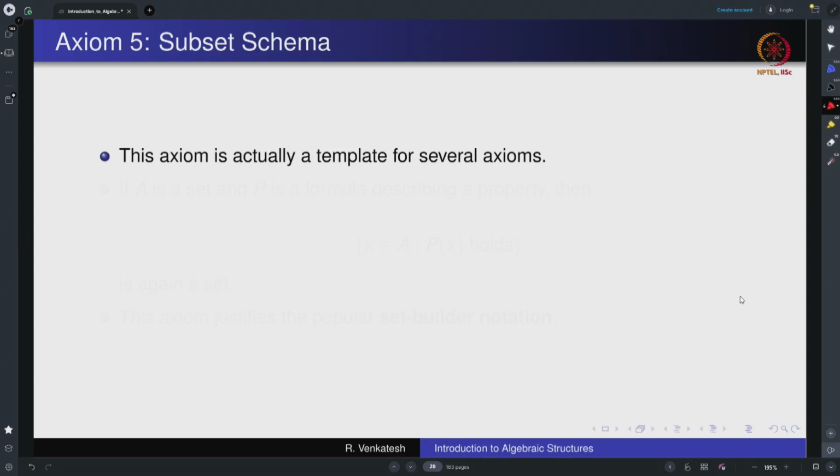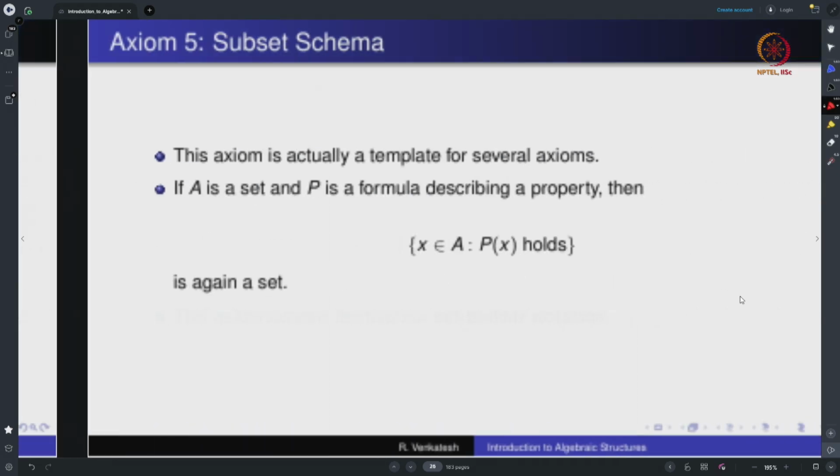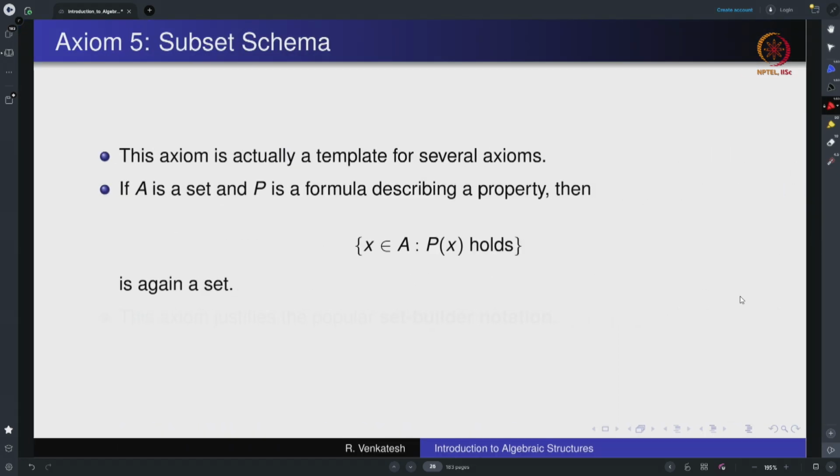Now, we have this fifth axiom called the subset schema. This axiom is actually a template for several axioms. So, this is a very important axiom. It tells us how to construct sets. Basically, this axiom justifies the popular set builder notation that is used in order to define sets.